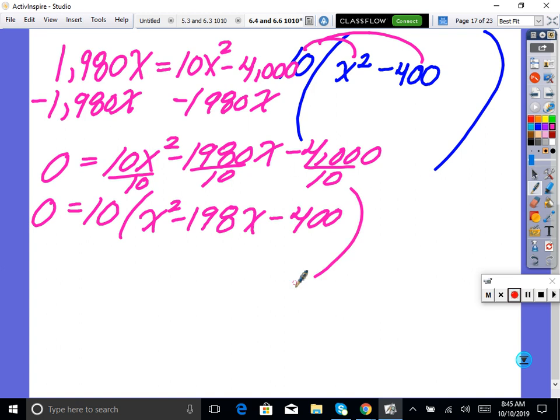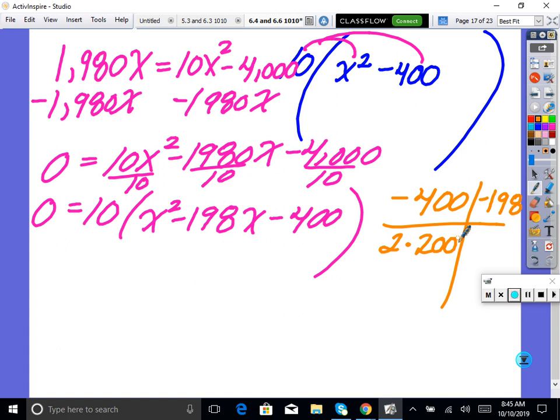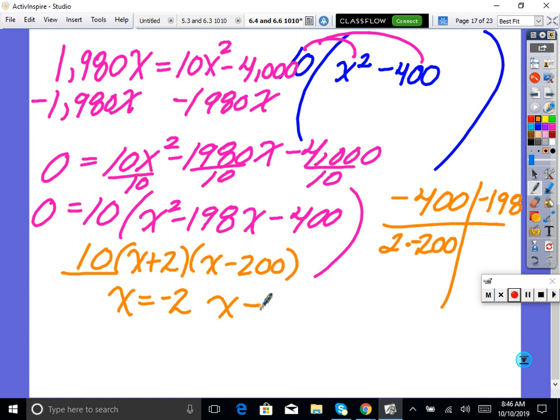And then you'd say, okay, now I can solve by factoring. It's quick factoring. Well, multiplies to be negative 400. It's actually easier than it looks, so don't give up just because it's big numbers. And adds up to be negative 198. So then I literally take my calculator and do 400 divided by 2. And then that's 2 times 200. Isn't that the one? Yep, so it'd be negative 200. So this quick factors to be x plus 2 and x minus 200. And then we still have our 10 in front. Now solve. 10 does not affect your solutions. X equals negative 2 and x equals 200.